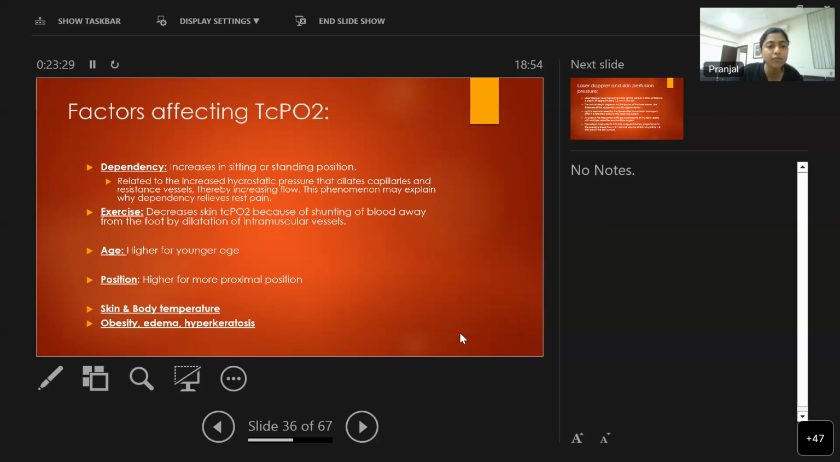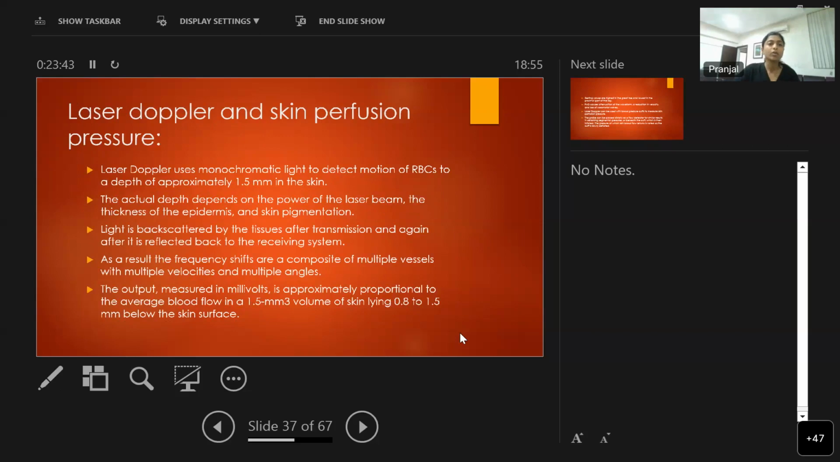Age-wise, it is higher for younger age. In position, it is higher for more proximal position than distally. It is affected by skin and body temperature. It is affected by edema, obesity, and hyperkeratosis. Coming to laser Doppler and skin perfusion pressure.